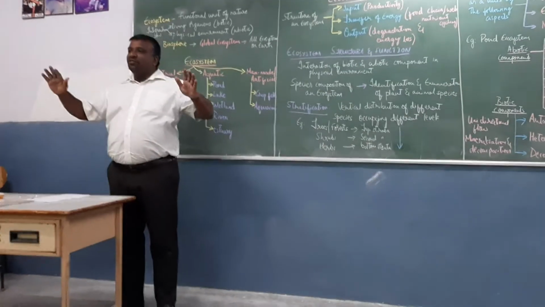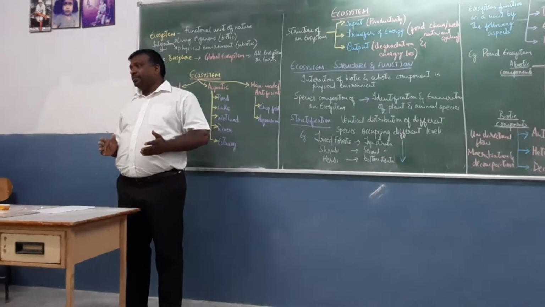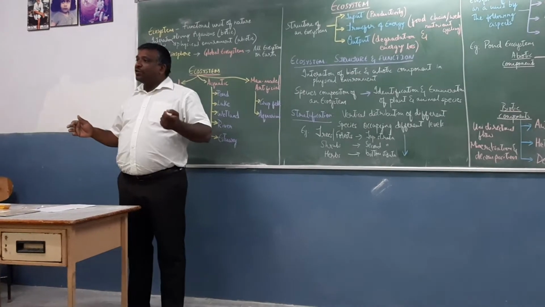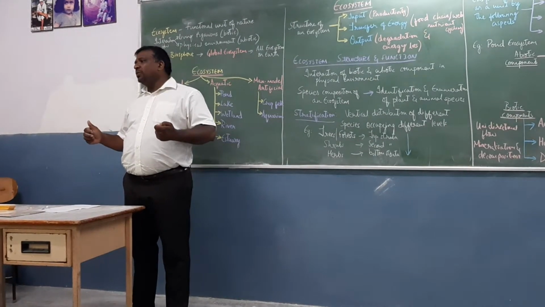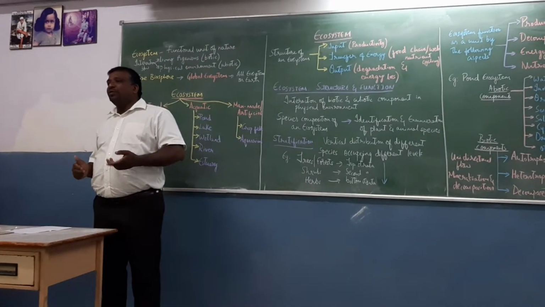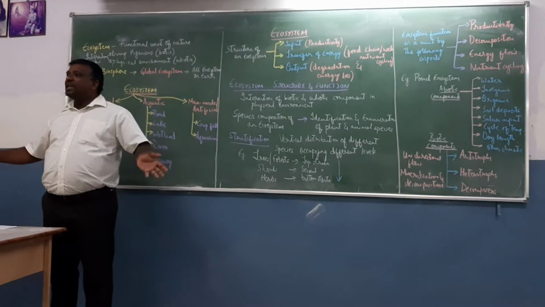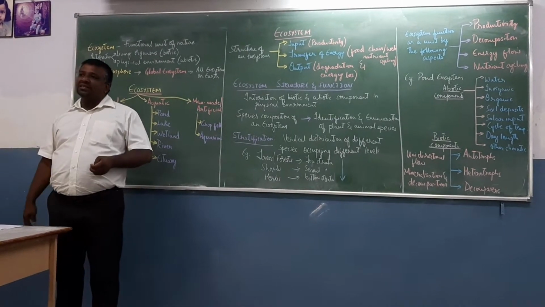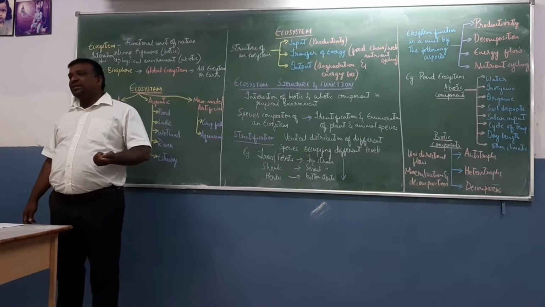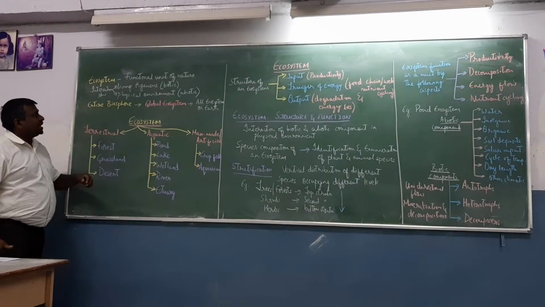The part of the earth where all the living organisms exist, we call it the biosphere. Biosphere is a larger term, okay? Whereas ecosystem is smaller when compared to biosphere. Biosphere can also be called the global ecosystem. That is, all the ecosystems in the entire world where living organisms exist, we call it the biosphere. Another name for biosphere is global ecosystem, which includes all the ecosystems on Earth.